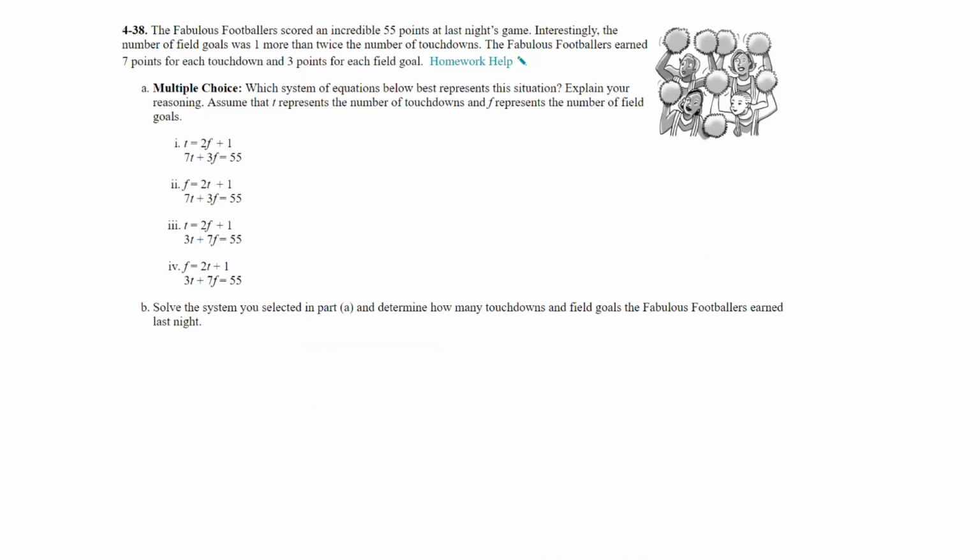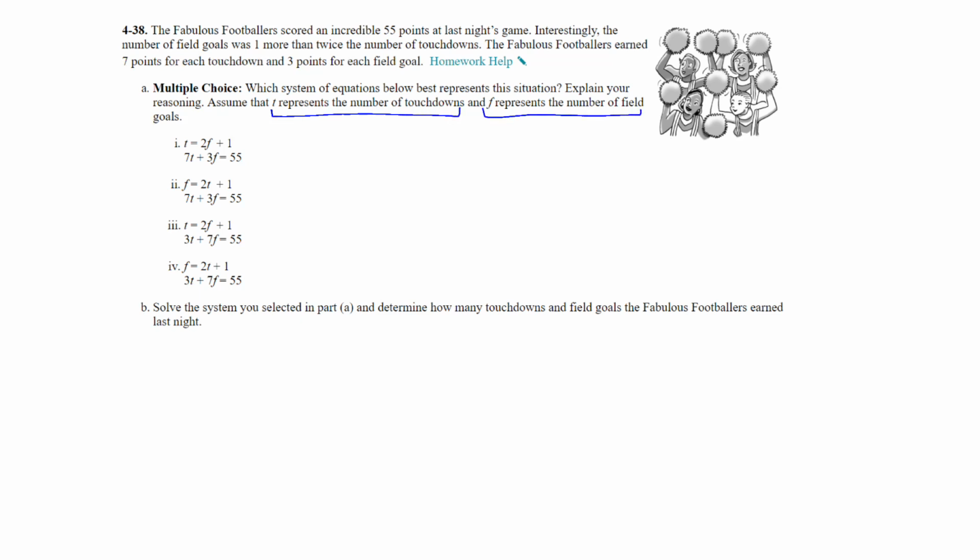Question 38. The fabulous footballer scored an incredible 55 points at last night's game. Interestingly, the number of field goals was one more than twice the number of touchdowns. The fabulous footballers earned 7 points for each touchdown and 3 points for each field goal. This is a multiple choice question. Which system of equations below best represents this situation? Explain your reasoning, assuming that T represents the number of touchdowns and F represents the number of field goals.